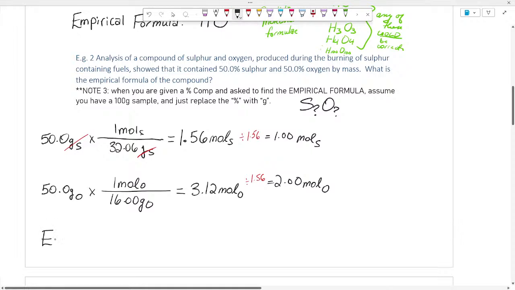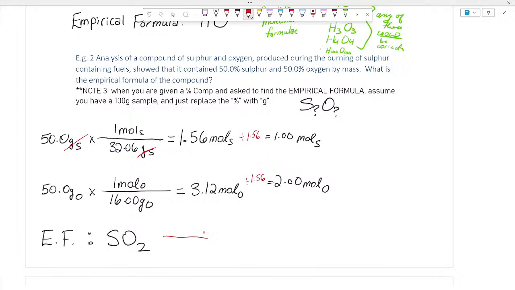So the empirical formula is SO2. Now, what are the possible molecular formulae then? What could this thing be?